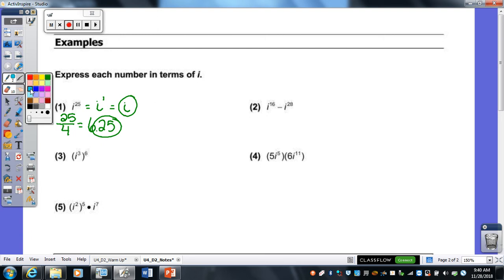i to the 16th. So let's take that exponent of 16 divided by 4. What do we get? 4. We get a whole number. So that means this is the same as i to the fourth, which is a 1.